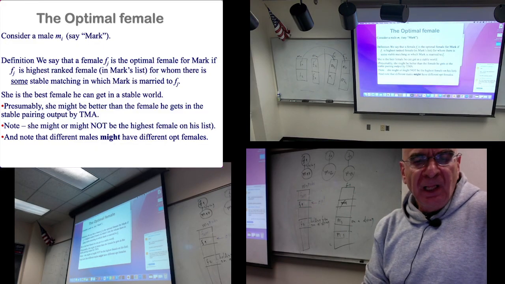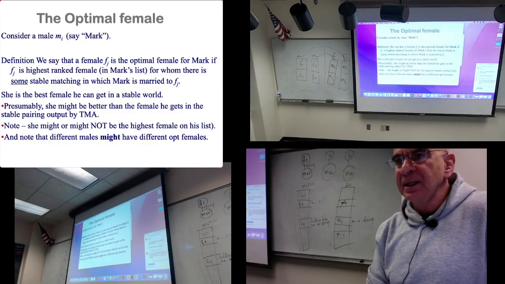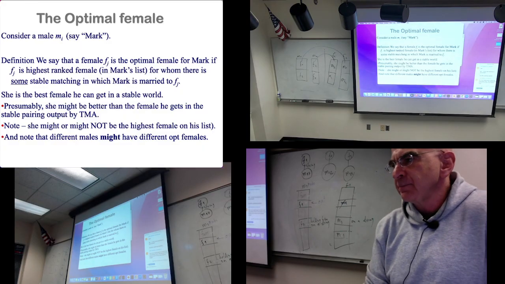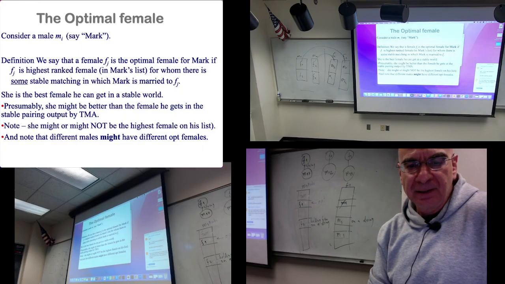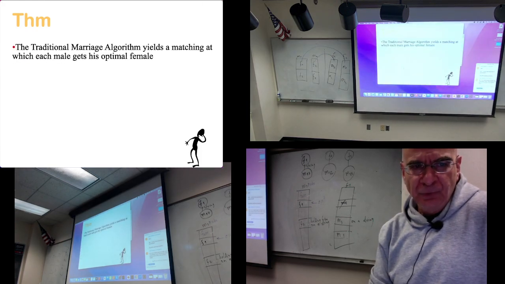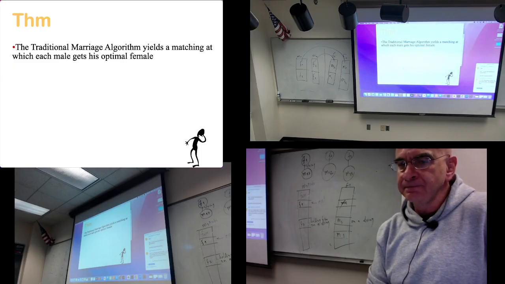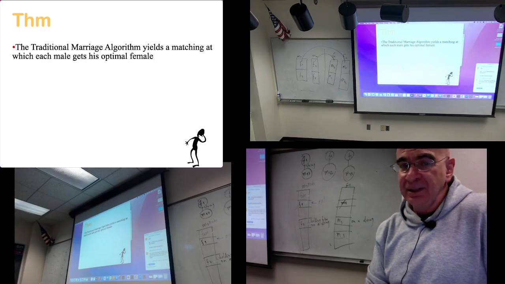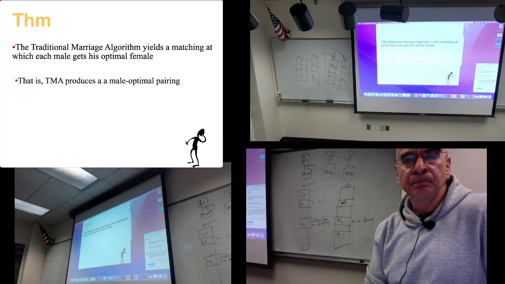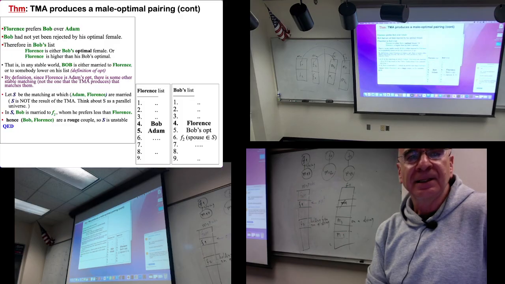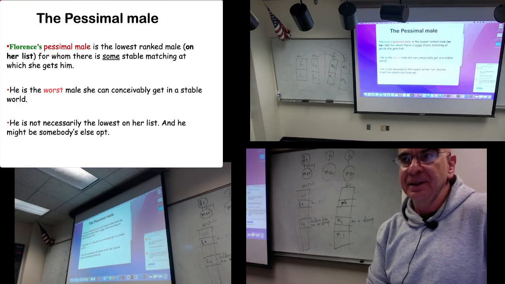Maybe she's the one that the TMA will match for him, maybe not. And maybe when he's getting his optimal, then John or one of the other males is getting somebody that is not his optimal. So our first theorem would say that the TMA yields a matching at which every male gets his optimal female. And we'll show the proof at the next class. But let's continue.